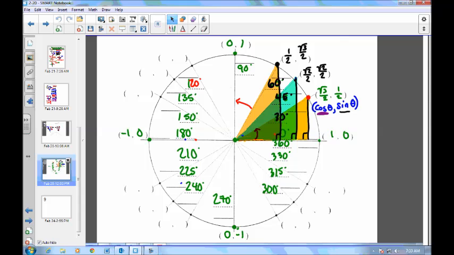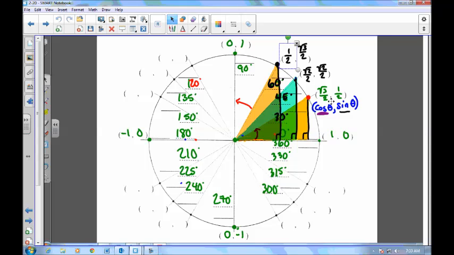Today we're going to continue filling out the unit circle. So last time we used SOHCAHTOA, so hopefully everyone who was here is solid on how we figure out the coordinates of all those points.